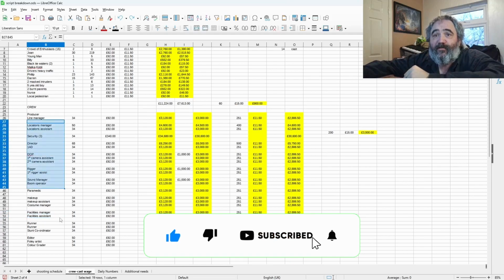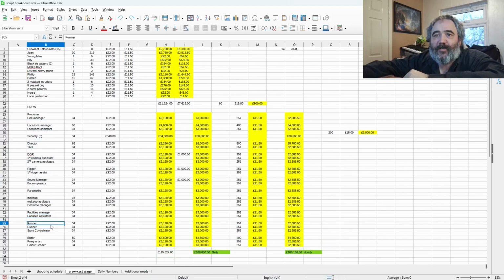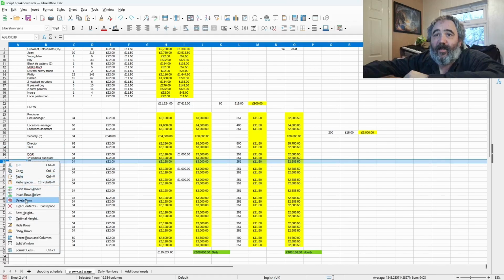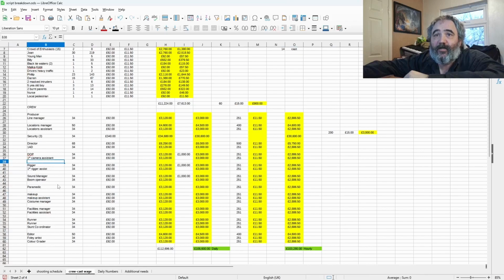I've also removed a couple of the runners and assistants. As you can see, we only have 2 runners here now, and the director only has 1 assistant. I'm probably going to do the same with the second camera assistant. In fact, I'll do that now. So we've got the camera assistant, and the reason for that is to save money. The whole process from this point on is going to be about saving money. So things are going to be cut, things are going to be changed, things are going to be altered.